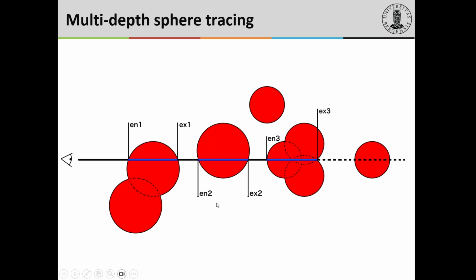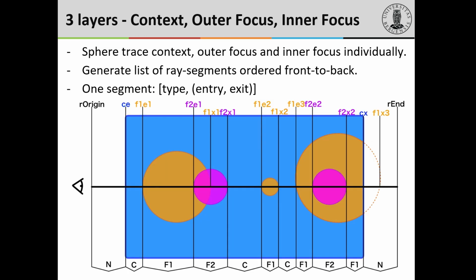It depends on the opacity of your focus. Also, in my solution, I have this context, outer focus, and inner focus setup, with the outer focus being sort of a mix between context and focus. To make this happen, first I sphere trace the context, the outer focus, and inner focus sculpts individually. And then I end up with these points.